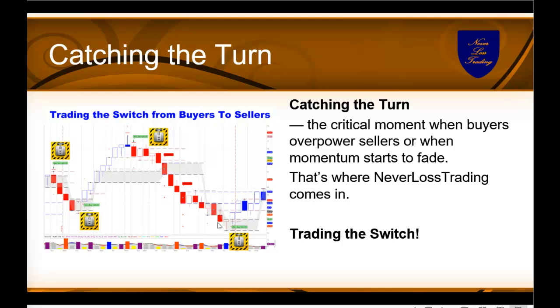The switch makes a huge difference, and the switch is measuring underlying shifts in changes between supply and demand, meaning when buyers take over from sellers and vice versa, indicating those points for you to act as a trader.